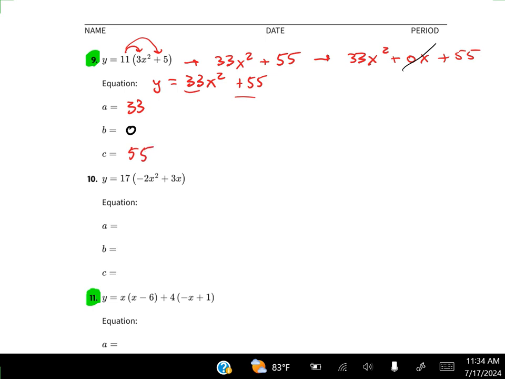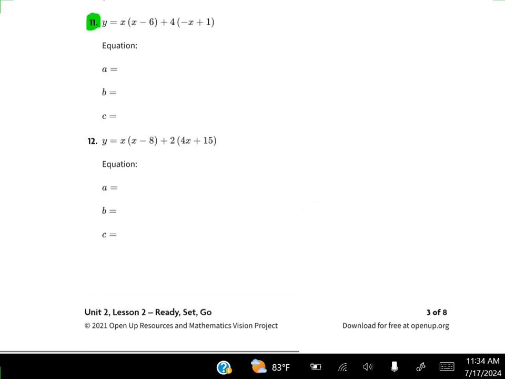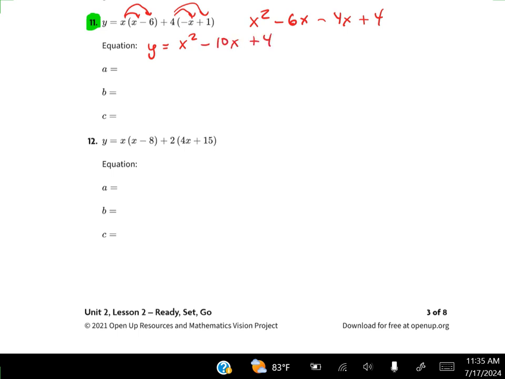Number 11, same concept as number 9, but here we're going to distribute twice, or in two pieces. So this first one becomes x squared minus 6x. And we're going to distribute the other side. So this is going to be minus 4x plus 4. So we rewrite this equation, y equals x squared minus 10x plus 4.